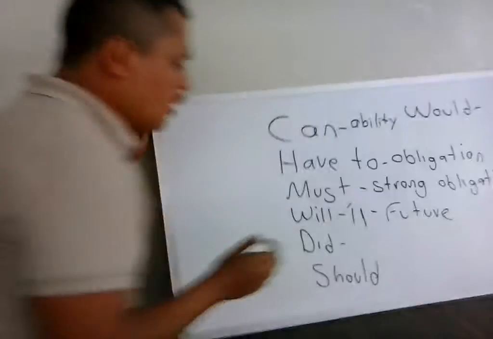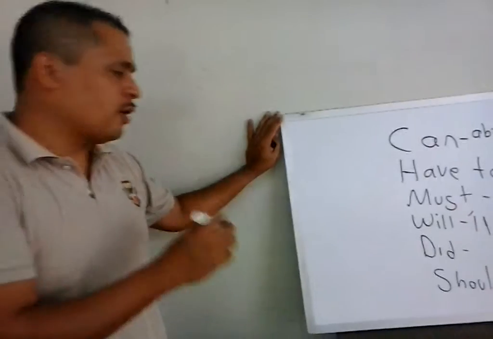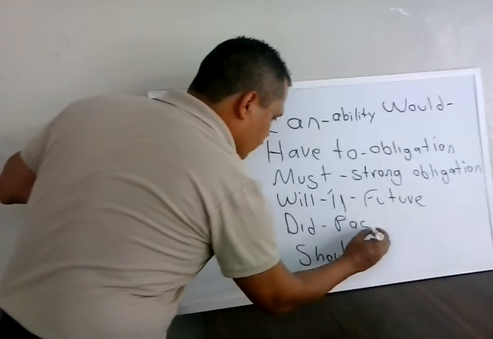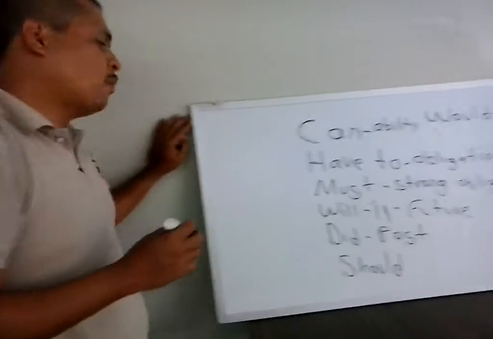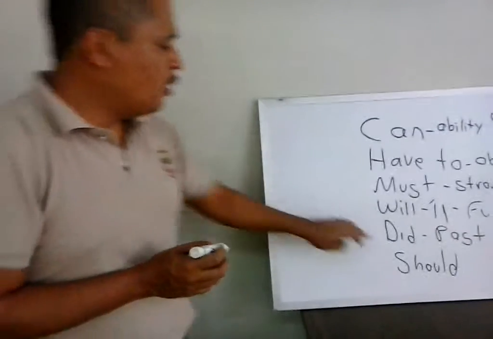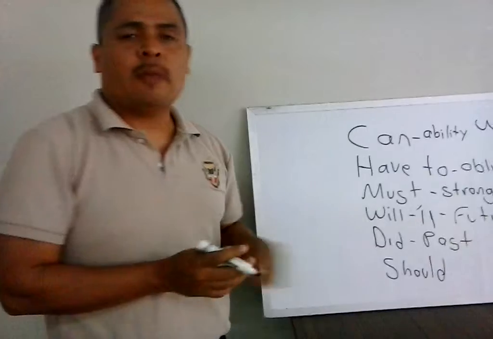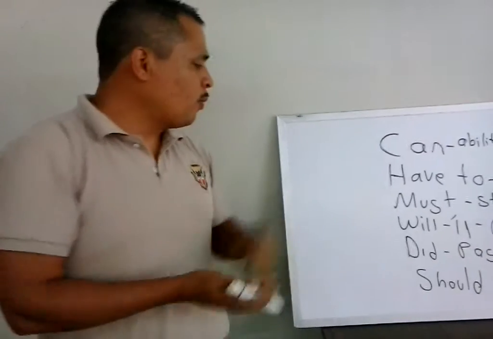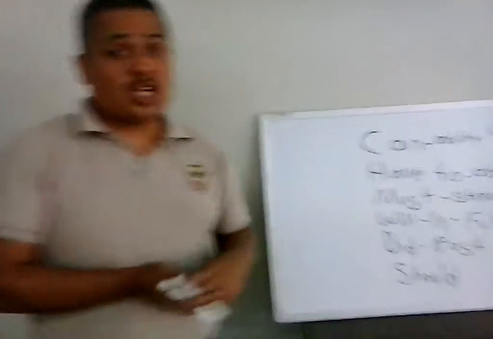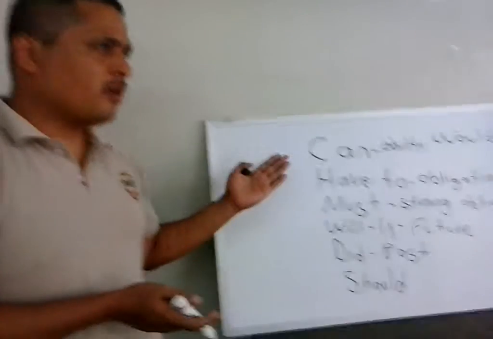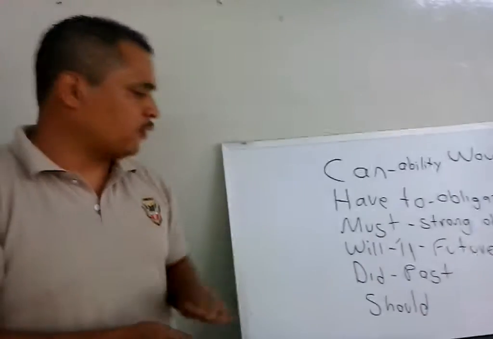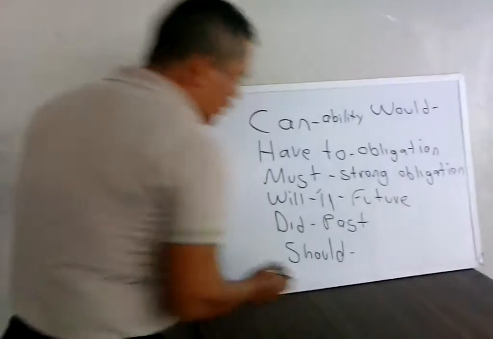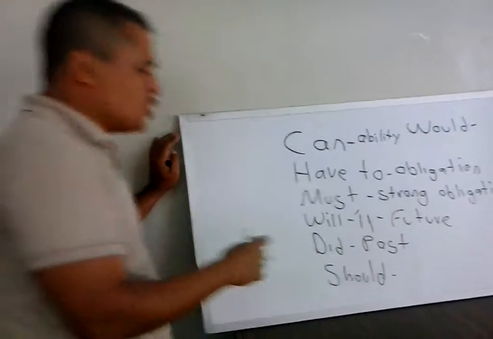Did. We use this auxiliary verb for sentences in past tense. You know that a sentence in simple past is formed with noun, verb in past, and complement. And then if you want to change that sentence from affirmative to negative or even question, you need did. Continue with should. Should indicates like a suggestion.